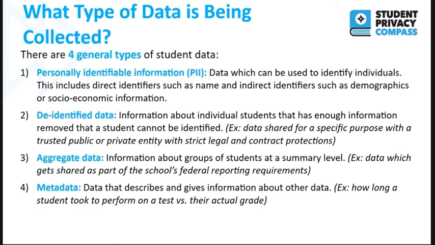And then metadata. We talked about this a little bit in the last training. This is data about data. So for example, how long a student took to perform on a test versus their actual grade, which would be either an indirect identifier or a direct identifier, if perhaps they're the only student who got an A.